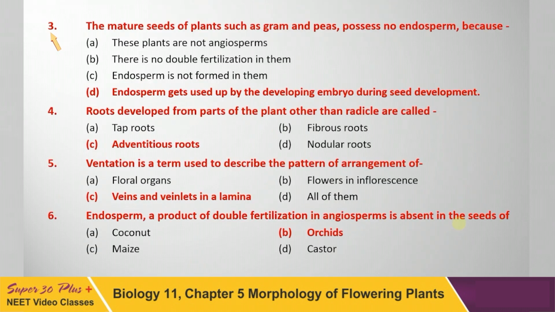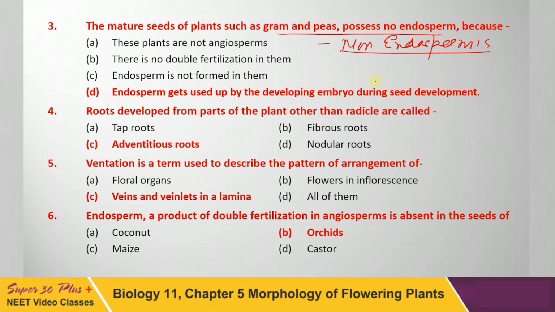Yes. See a few more questions. Mature seed of plants such as gram and pea possess no endosperm. These are non-endospermic. So you see many more types. This question came. Non-endospermic gives an impression that endosperm is absent. But you have to study in time to come that endosperm will be formed in each and every seed, because this is the tissue which will provide nutrition to the embryo. Then what is meant by non-endospermic?